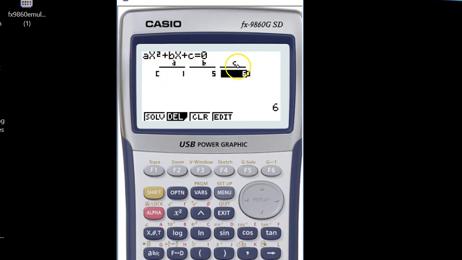Now, you can see I've got 1, 5 and 6, and it matches the equation 1x squared plus 5x plus 6 equals 0. Now, when I go to F1, that will solve it for me, and it gives me two values for x, which are -2 and -3.